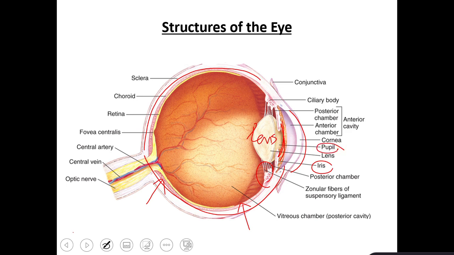The inner tunic or the neural tunic has the retina, and this has the photoreceptors. And then the signals go along the optic nerve to enter the skull, having vision.